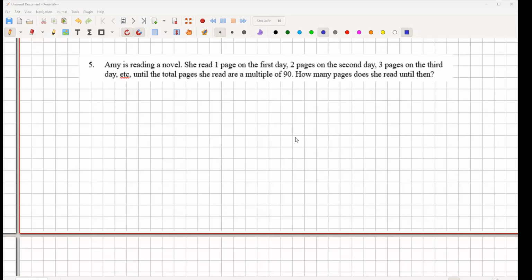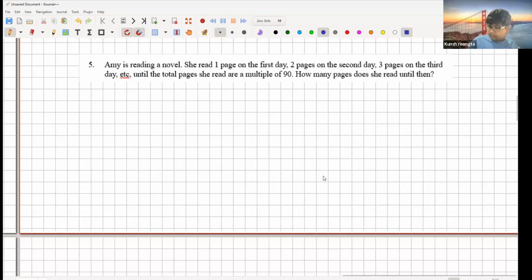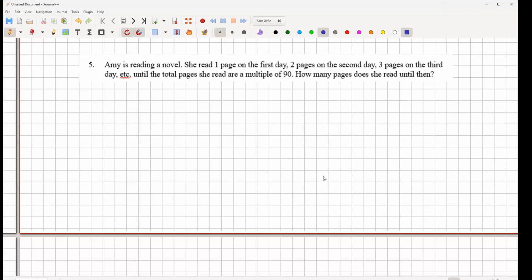Okay, the question should have been better worded. So he means at the end of that particular day, that must be a multiple of 90. For example, he'll cross 90 someday. Let me ask you this question. When is the day he crosses 90 pages? Can someone tell me? Which day will he cross 90?